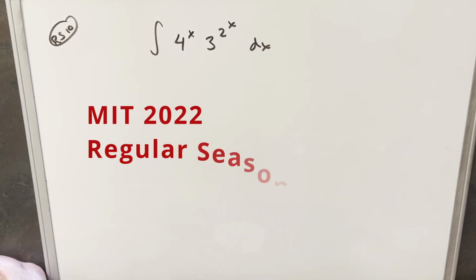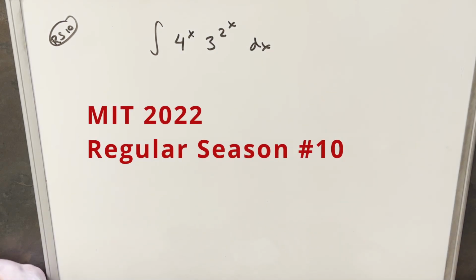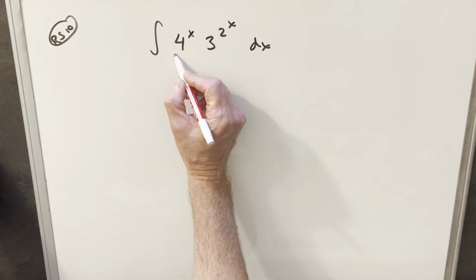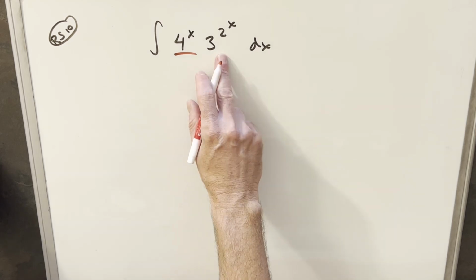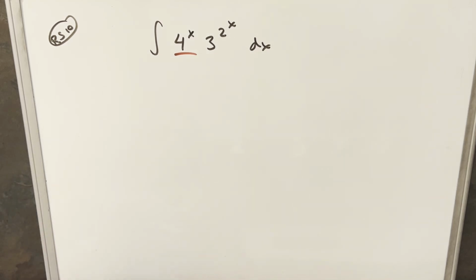Hey, we have here today kind of an unusual integral. This one's from MIT Integration Bee 2022, regular season problem 10. We have the integral of 4 to the x times 3 to the 2 to the x dx. It's not too unusual to have a number with an exponent like this. That's kind of a standard problem. But then to have this kind of exponent tower is a little unusual.